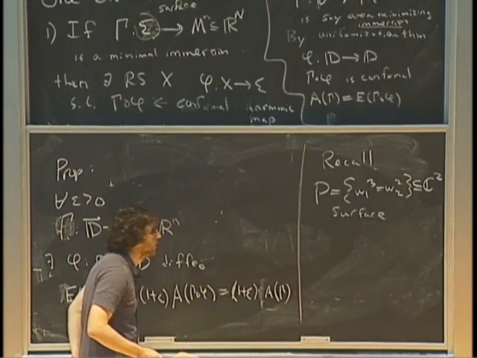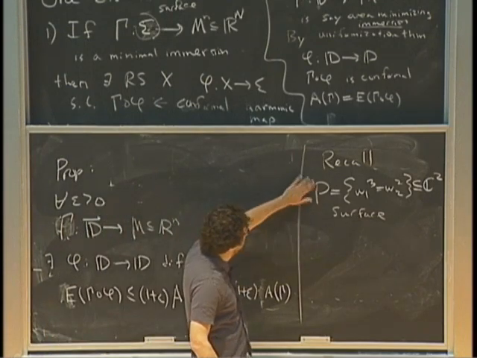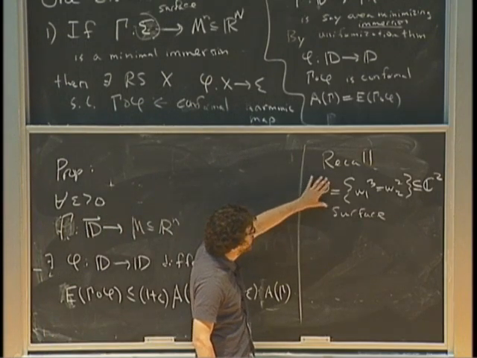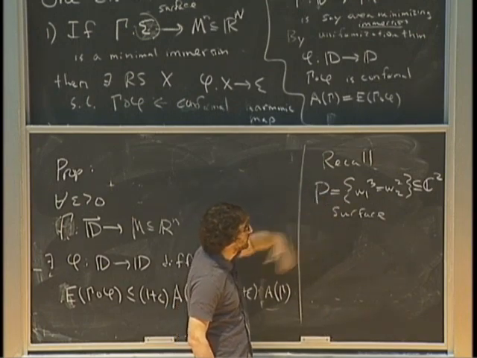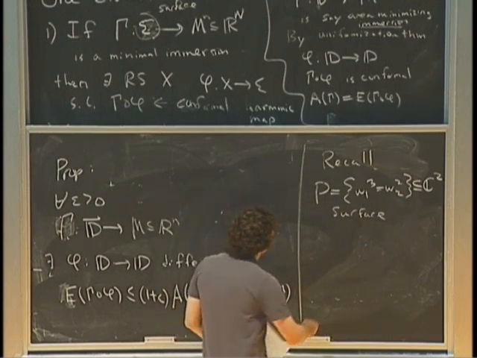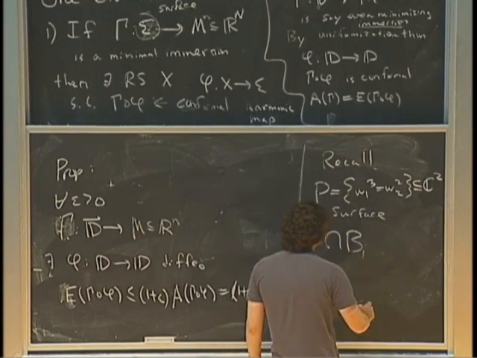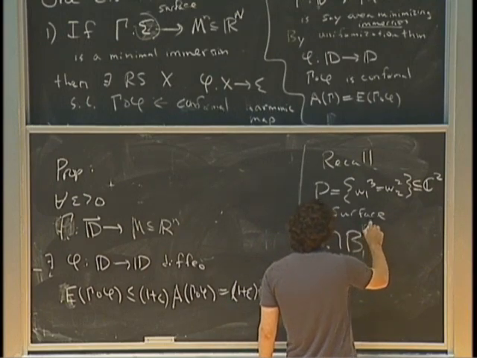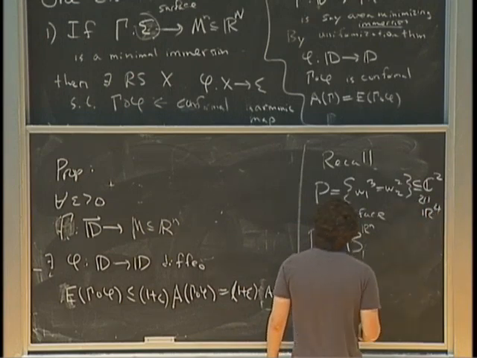I think Hayo mentioned that this really is area minimizing in a very strong sense: no matter how you change the surface, you increase the area. The point is, if you consider P intersected with the unit ball in C2, so the unit ball in R4, think about this in R4.